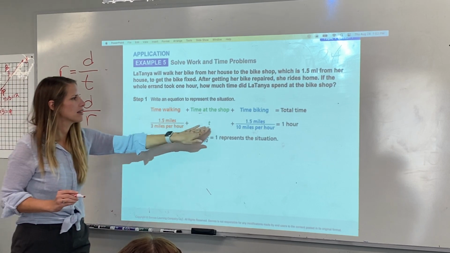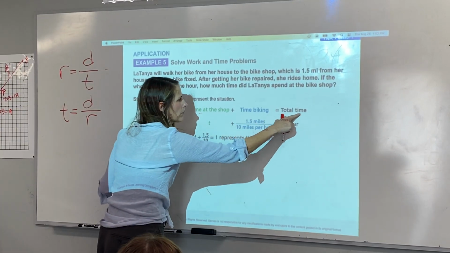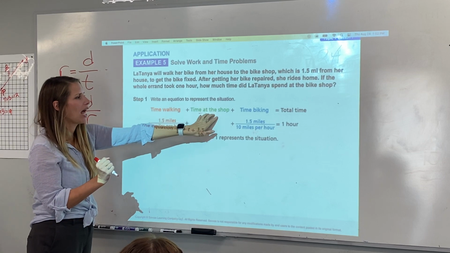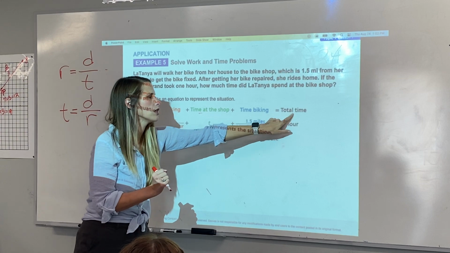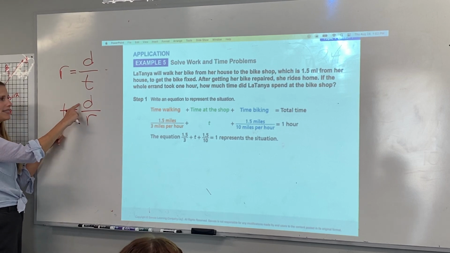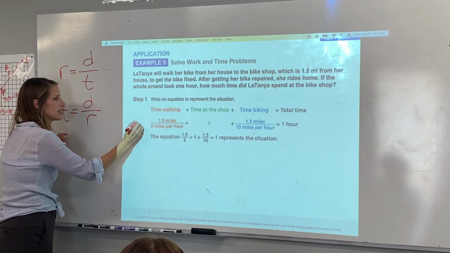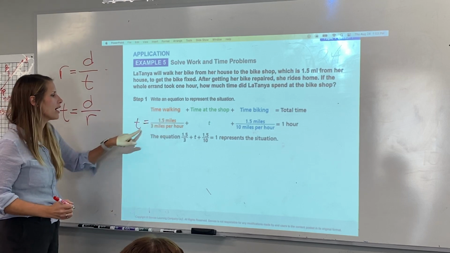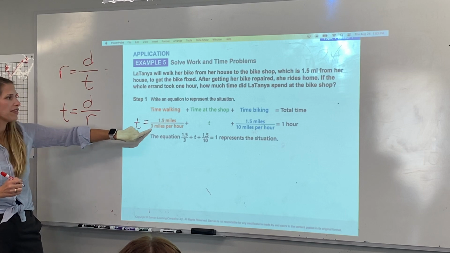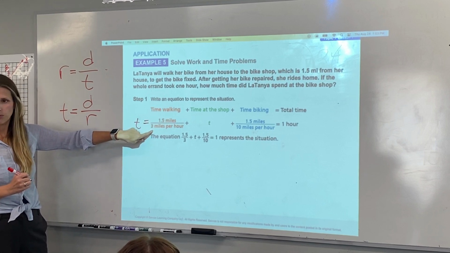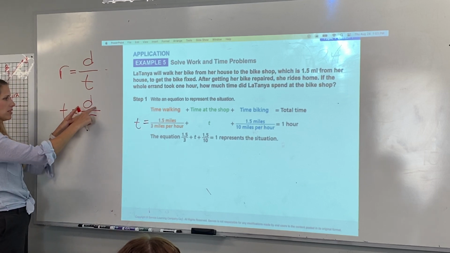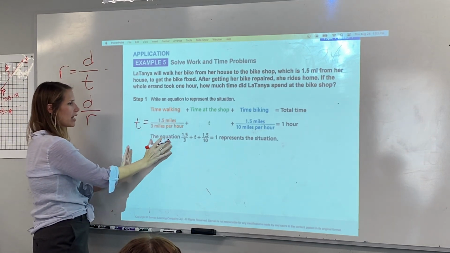So, the way that they set this up, because we're given the total time, we're actually going to be keeping our units in time. Time walking, plus time at the shop, plus time biking will equal the total time. Now, over here, time equals distance over rate. So the time walking, time equals distance, the 1.5 miles, over her rate, which they gave us. They gave us the distance, they gave us her rate when she was walking. And we just wrote it as a ratio describing the time. Because time equals distance over rate, we've proven that's true, and all we did was write it down.